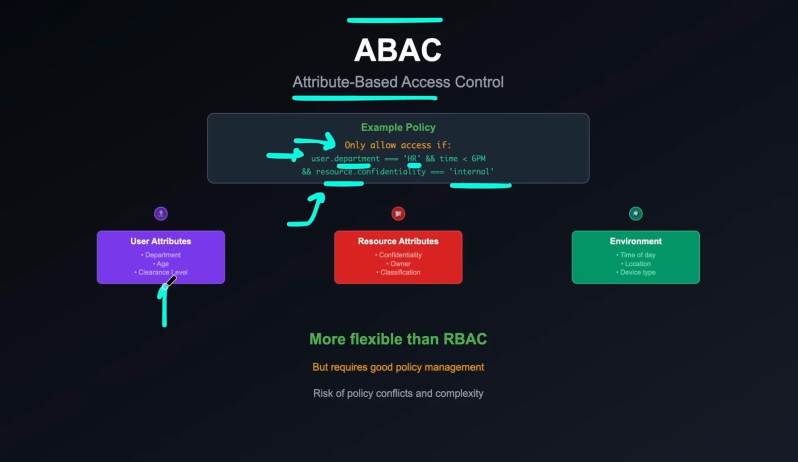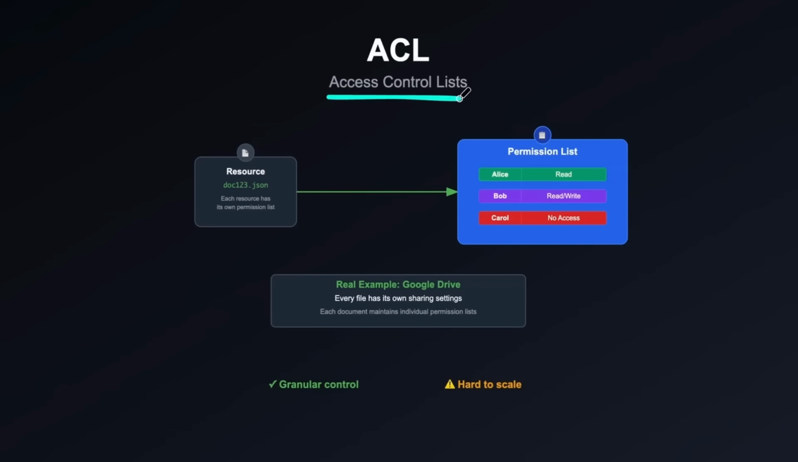So here, as you can see, we are checking user attributes like the department, the age, or whatever you want to check here. Next, you can also combine it with resource attributes like confidentiality or the owner of the resource or classification. And this can also be combined with environment like time of the day, location, device type, and so on. Since you're combining these attributes to either grant or restrict access, this is more flexible than the role-based authorization, but it requires good policy management, and generally it's more complex, and you can encounter conflicts here with the attribute-based access control. The third common type is the access control lists.